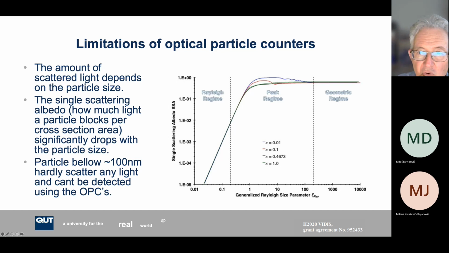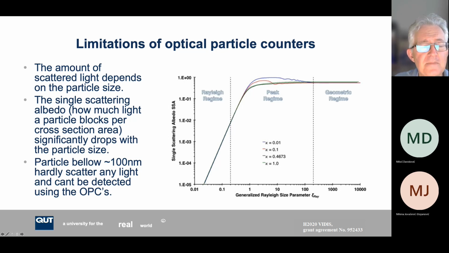But if the particles are small, light scatters around the particles, and the particle doesn't block it. The amount of light the particle blocks is not proportional to the cross-sectional surface area of the particle but is smaller, and that's this light scattering albedo, which significantly drops with the size of the particle. Particles at 0.1 micron, or 100 nanometers, scatter about 3 or 4 orders of magnitude less light than larger particles of 1 micron. So they're hardly detectable below 100 nanometers.